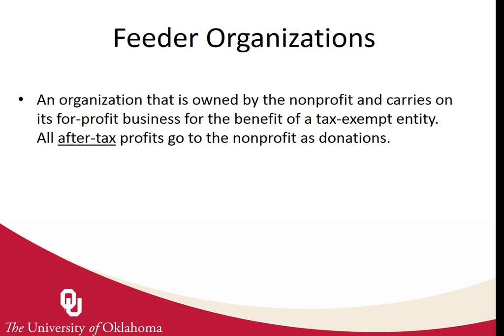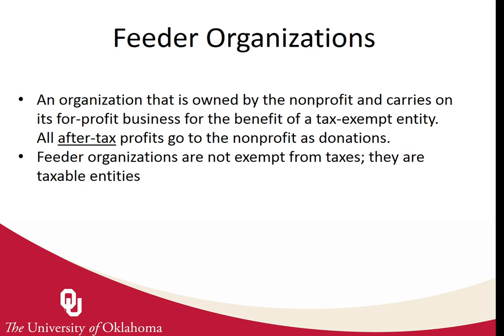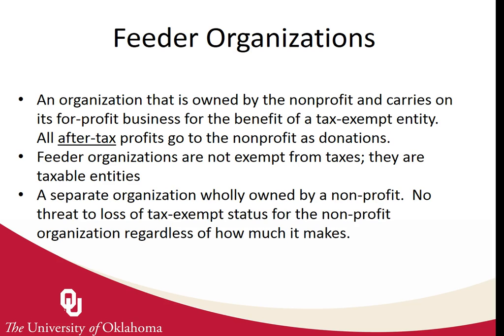So you have to be careful that the UBIT does not become so substantial that it overpowers the purpose of the nonprofit. One way that that can be dealt with is to create a feeder organization. This is an organization that's owned by the nonprofit and carries on the business on an after-tax basis. Feeder organizations are created by nonprofit companies. They are taxable companies. They are Regulation C, fully taxable organizations. They pay the tax on their income. The net income then becomes a donation to the nonprofit. They are separate organizations, fully taxed.